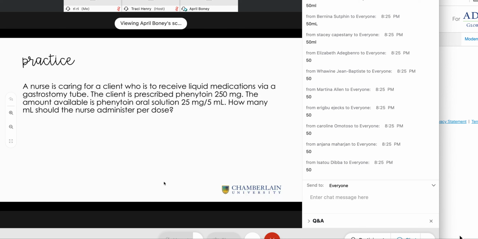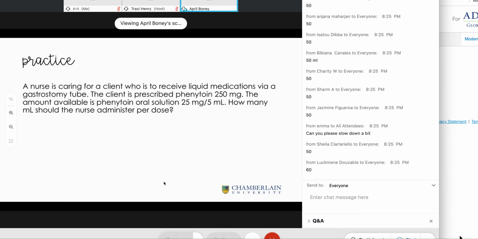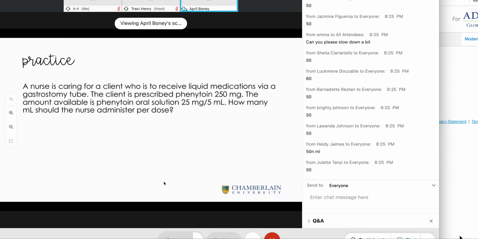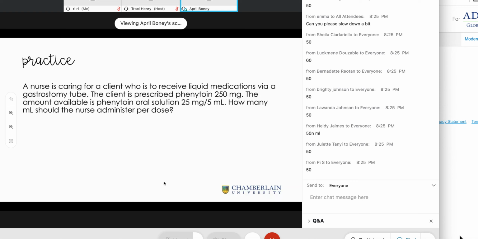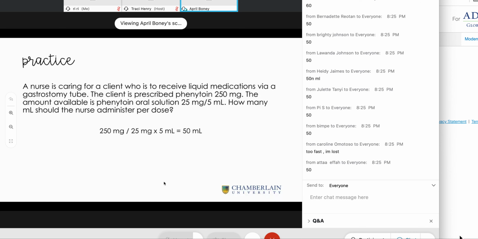Okay, so we have a prescription for phenytoin, 250 milligrams. What's available is 25 milligrams in every 5 milliliters. We don't need a conversion. Awesome. So now we can just do 250 milligrams divided by 25 milligrams times 5 milliliters. It's going to be 50 milliliters. And that totally makes sense, right? Because this is medication we're giving in a gastrostomy tube.